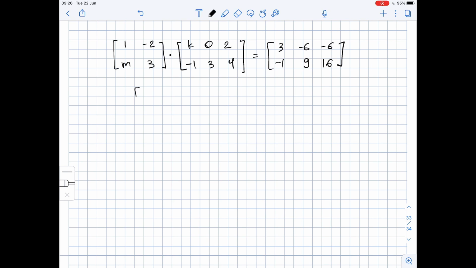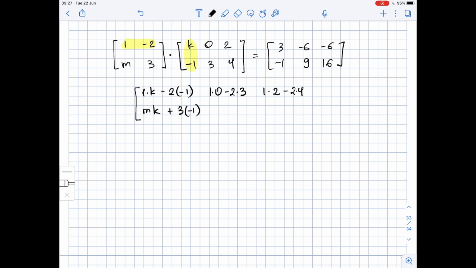So here, for instance, to find the first entry, we find the dot product of the first row of the first matrix and the first column of the second matrix. So it's 1 times k minus 2 times negative 1. To find the second entry, we need to find the dot product of the first row and the second column. So it's 1 times 0 minus 2 times 3. Then next we have 1 times 2 minus 2 times 4. Well, in the next row we have m times k plus 3 times negative 1.